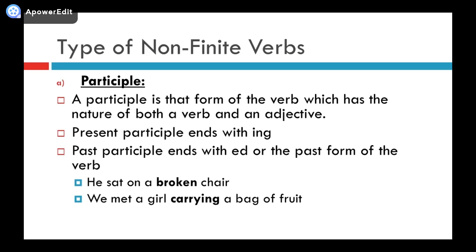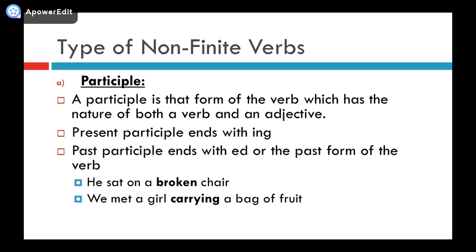Let us see the example. He sat on a broken chair. Now, broken is giving us what? It is like an adjective, right? It is giving us more information about that chair. That chair is broken. Okay. We met a girl carrying a bag of fruit. Carrying is the verb, right? So ing is there. So it is the present participle.